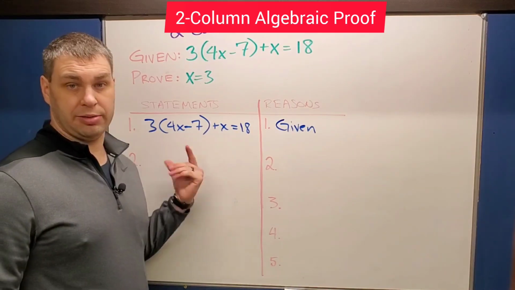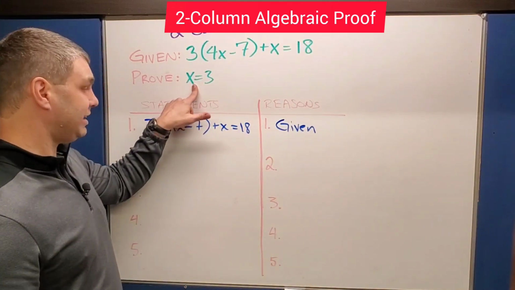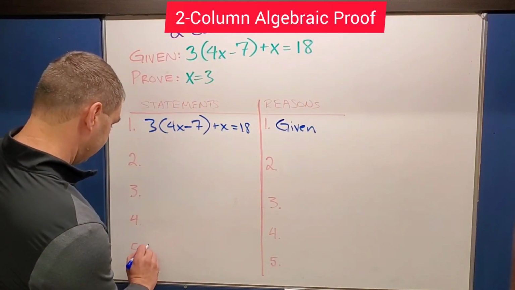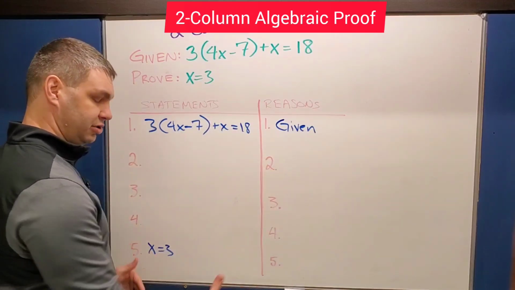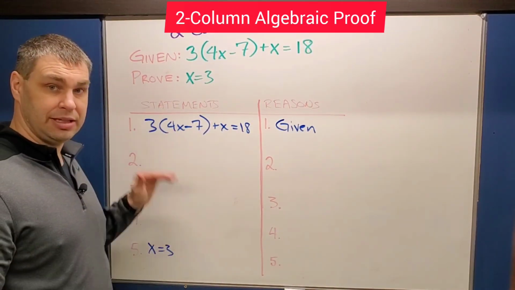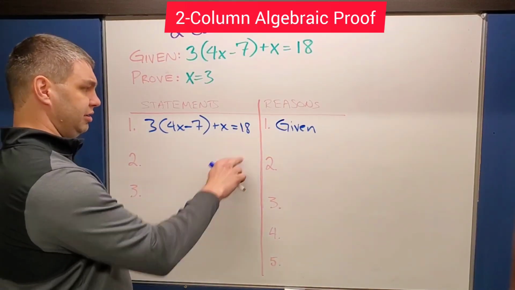Now, just like we were able to put those into the first line, we also are trying to prove that x equals 3. So this is going to go in the very last statement line down here, and I can automatically say that x equals 3, and we're going to get to the reasons why we can go from this first step down to this last step, filling it in between. So let's try it. What do you think you would do first in this problem?